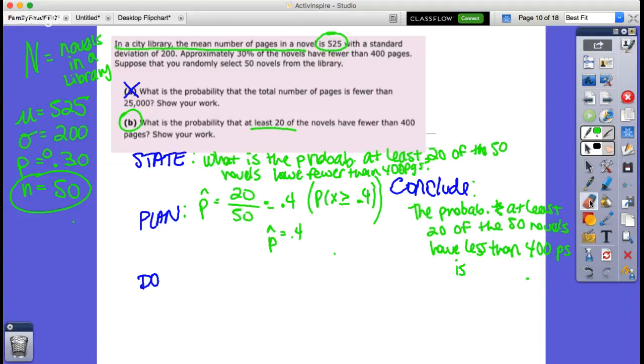And I'm going to erase this because I need some more space, so I don't need to reiterate that, but this would be good notation for what we're doing there. All right, so the question becomes, what is the probability that at least 20 of these novels? So this right here is where we're at.